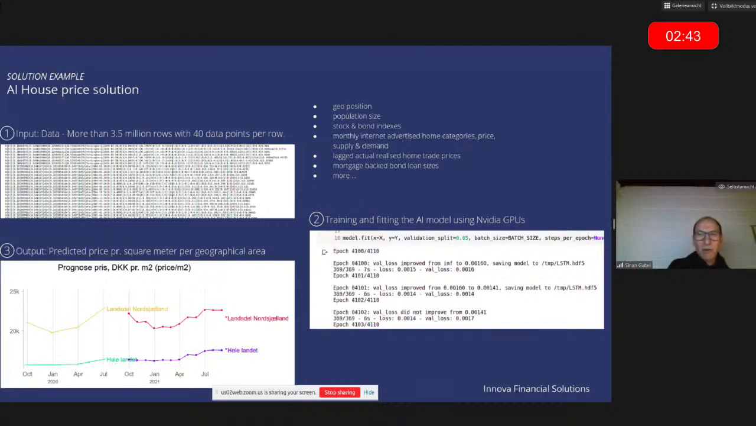And on number two, you can see a small extract from when we train the model. The model is trained and the output is price per square meter for each area. When we have trained the model and make the predictions, we can visualize it. In this case, it's an extract from a small experimental website we did for the results. We make predictions 12 months ahead, 1 month each. So for each area, each commune, zip code, we have a range of prices per square meter for each home category. So that's an example.